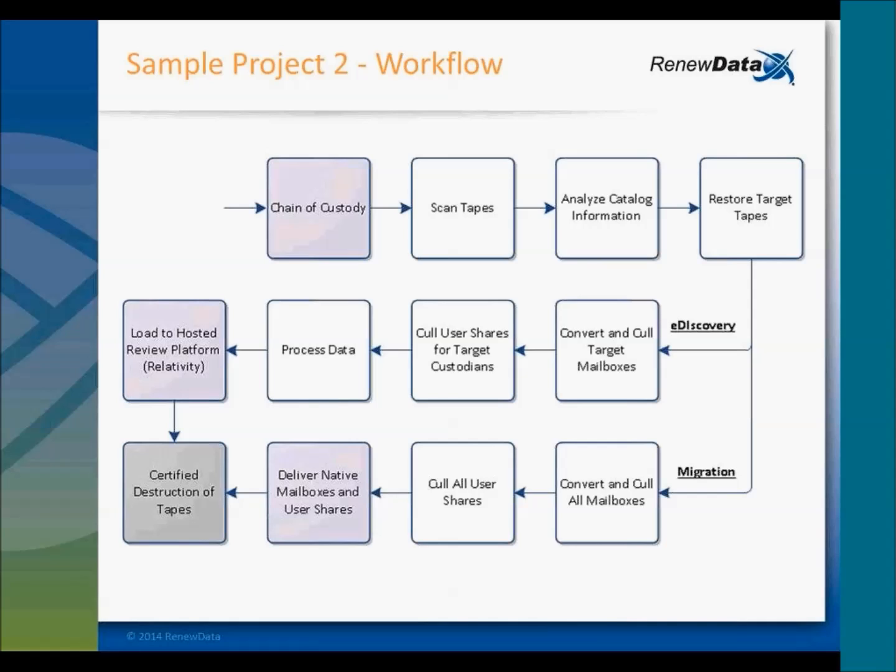So after identifying that information up front, we were able to mark those tapes for targeted restore. We restored that information, got into the eDiscovery workflow, I'll call it, and we get back to the deduplication and culling of target mailboxes and user shares.